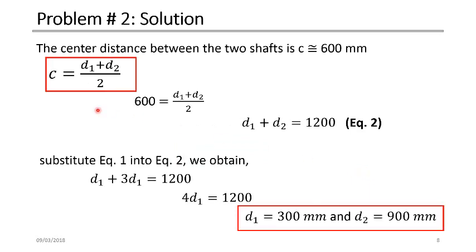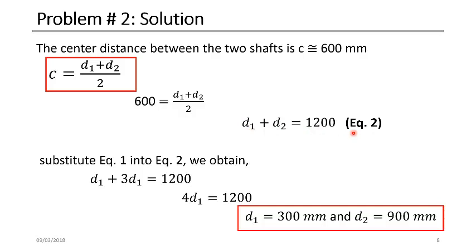We've been given also the center distance between the two shafts, which is about 600 millimeters. So we use it as 600 millimeter for now. If we say that C, 600 millimeter, is equal to D1 plus D2 divided by 2, and we multiply the left and the right hand side by 2, we are getting D1 plus D2 is equal to 1200. And this is our second equation.